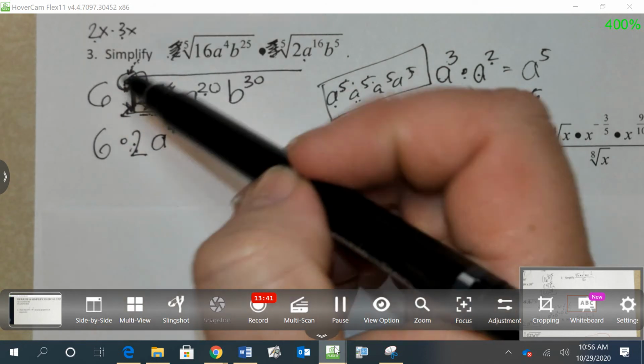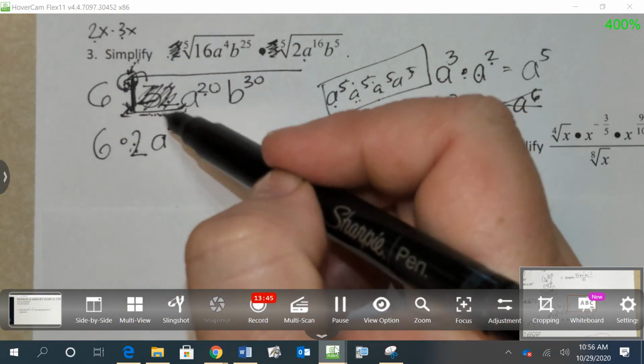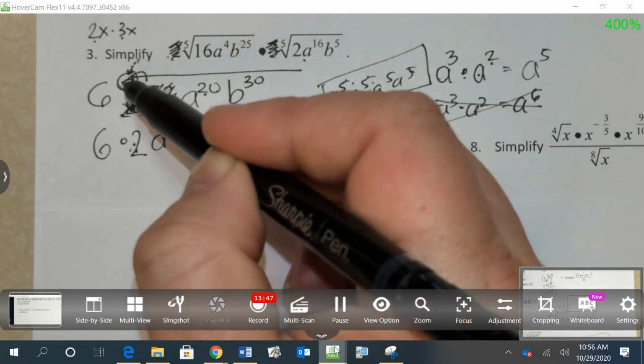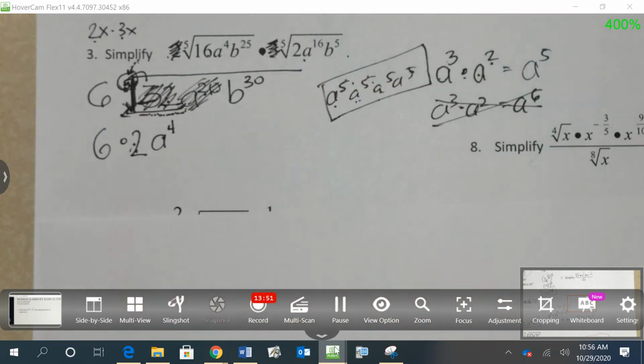And just like I was able to check and say 2 to the 5th is 32, there's a way I can check that I did this right. 4 times 5 is 20. That means I did it right, okay? And I'm going to cross it out.